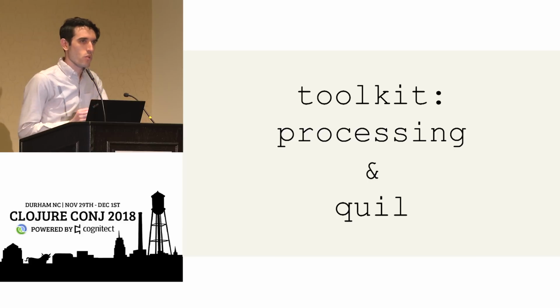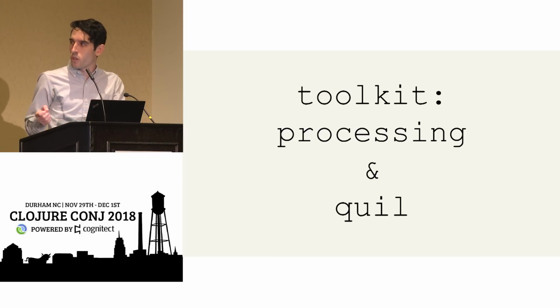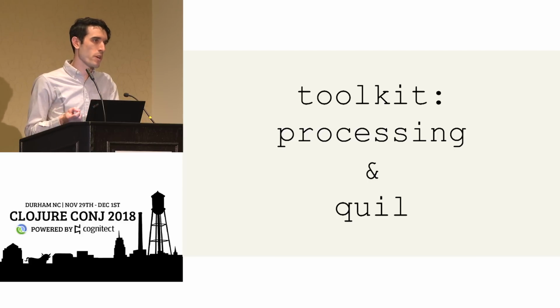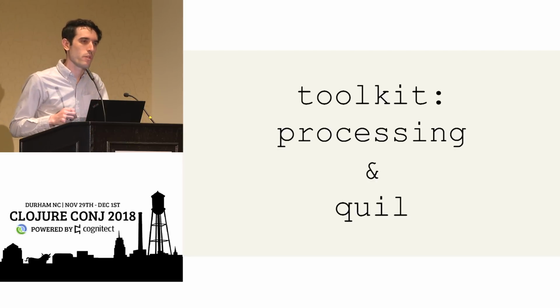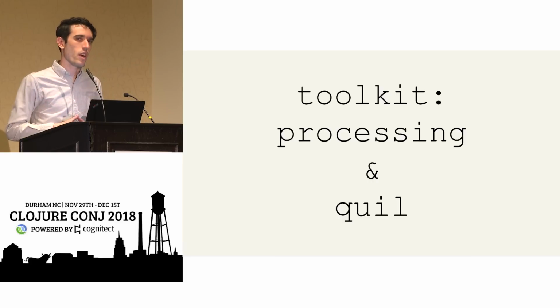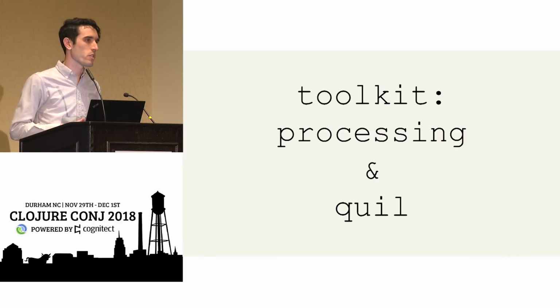So the tool that I'm using is Quil, which is a Clojure library. It's a wrapper around another Java library called Processing, which has been around for I think 10 or 15 years at this point. Processing is a basic graphics library. It has a relatively simple API for working with shapes and lines and images.